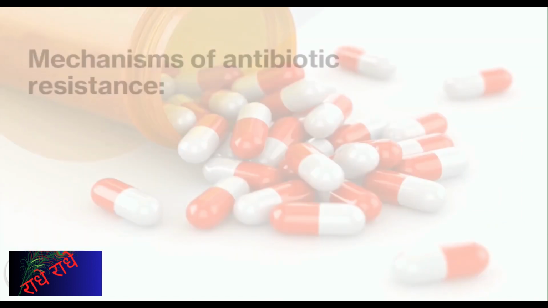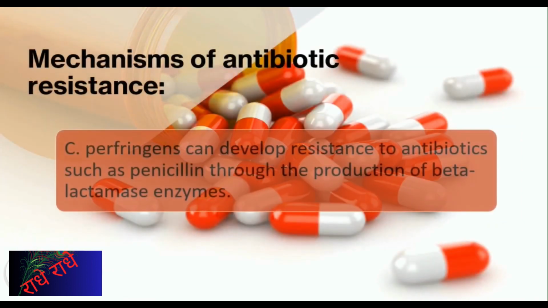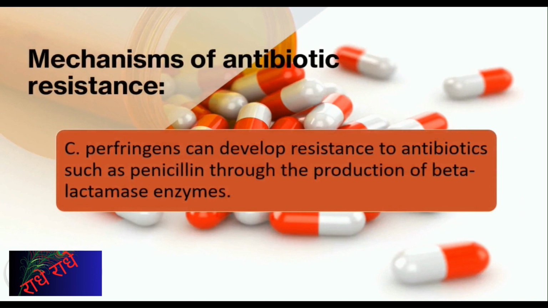tissues. C. perfringens is a bacteria that produces beta-lactamase enzymes, which can create resistance to antibiotics like penicillin. Detection of these beta-lactamase enzymes can confirm the presence of C. perfringens, which has implications for understanding the effectiveness of antibiotics in a given setting, as C. perfringens can exhibit resistance to them.